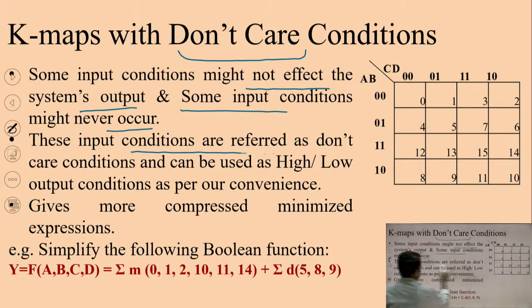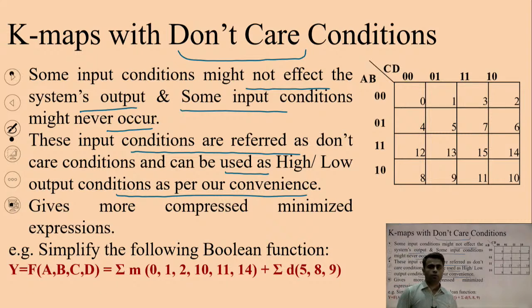So these input conditions are referred to as don't care conditions and can be used as high or low output conditions as per our convenience. It is up to us whether we want to use these terms as 1 or 0. If I find that considering it as 1 will reduce the number of groups or make the size of a group larger, then I will definitely use that don't care as 1. And if I find that using that don't care as 1 will increase the number of groups or reduce the size of a group, then I will try to avoid that. Okay. So the benefit is it gives a more compressed and minimized expression.